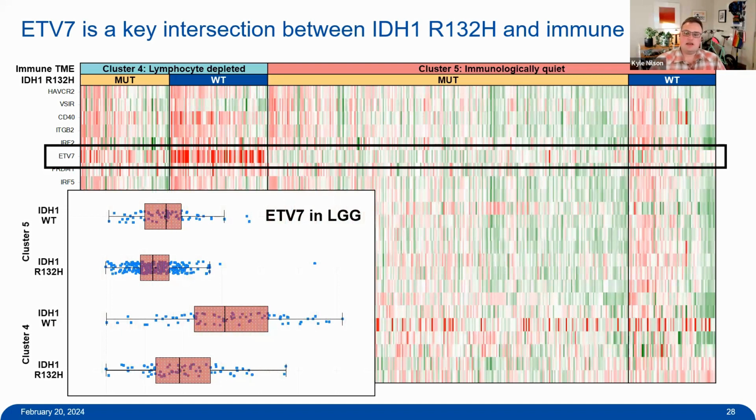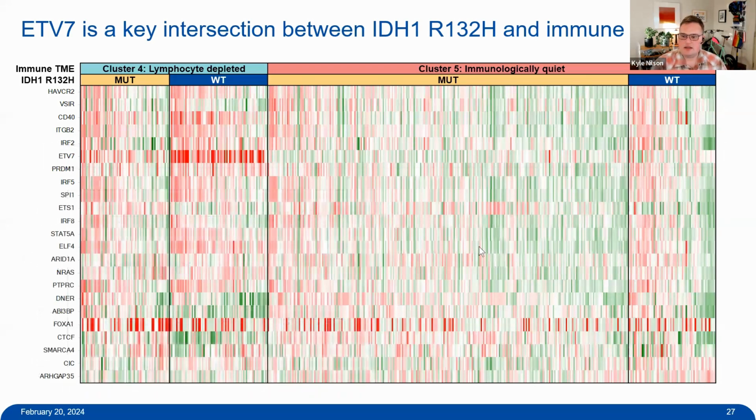In this particular case, I'm looking at all of the TCGA samples that have known mutation information for IDH1, as well as known host immune response to the various cancers. And with that, I went ahead and searched for any kind of significant difference in any gene between cluster 4, that lymphocyte depleted immune response, and cluster 5, that immunologically quiet response, as well as any difference between mutant and wild type for IDH1 R132H. And here, it turns out that there is a significant change in ETV7 expression when you mutate IDH1. And this change is much more pronounced in cluster 4.